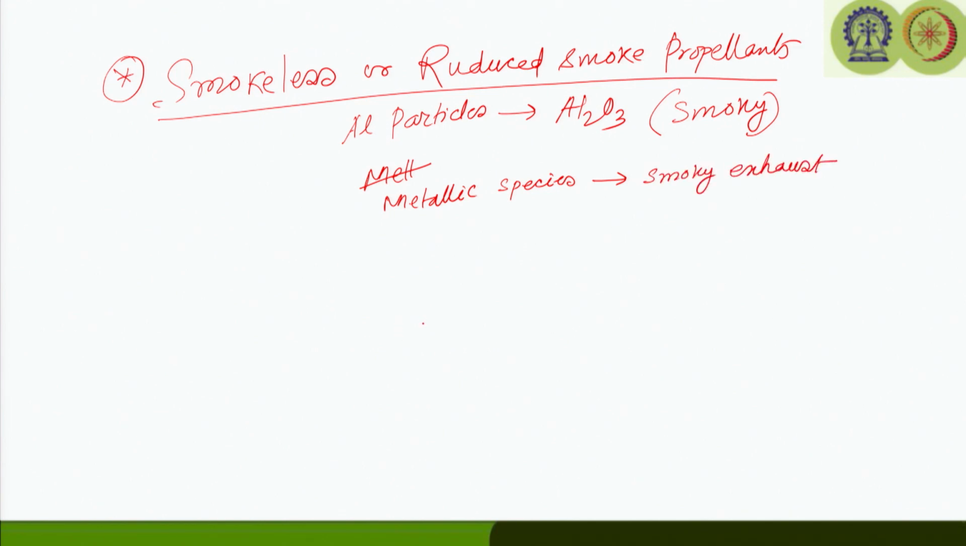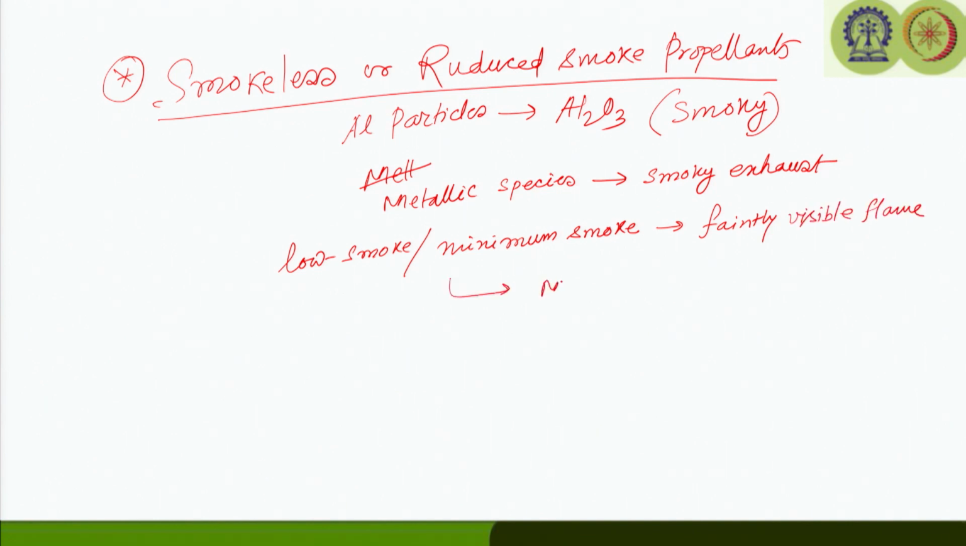There are certain military applications where we need to have smokeless or even reduced smoke propellant. That type of category is called low smoke or minimum smoke propellant. It will have almost a faintly visible flame.